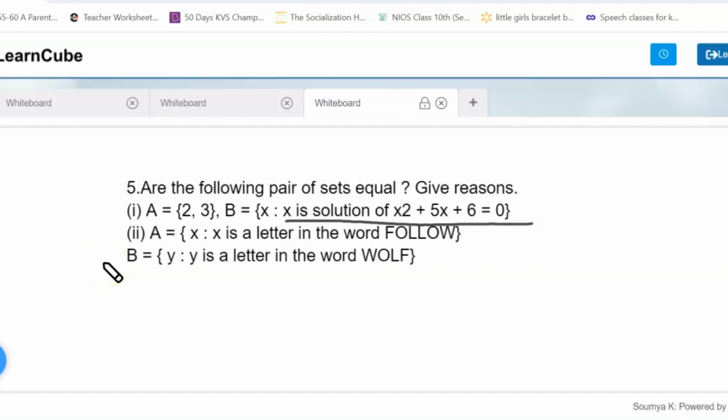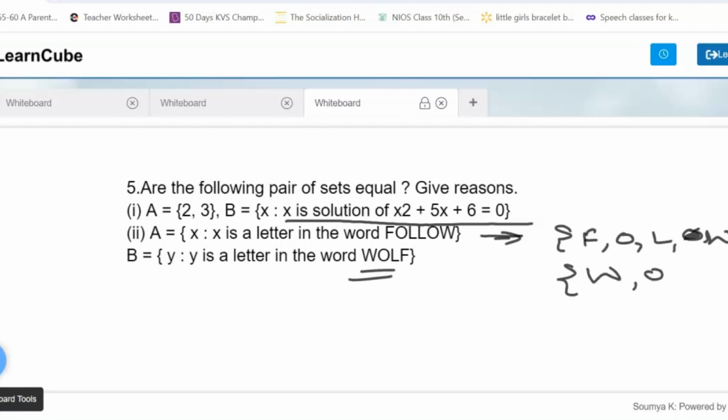This question is, A set has element x where x is a letter from the word follow. So the set of letters will be F, O, L. O is already written. And B set has the elements as letters in the word wolf. So wolf will have W, O, L and F. No repetition. You see both of them have the same elements, so A equals B.